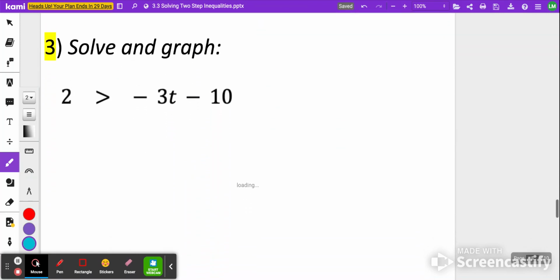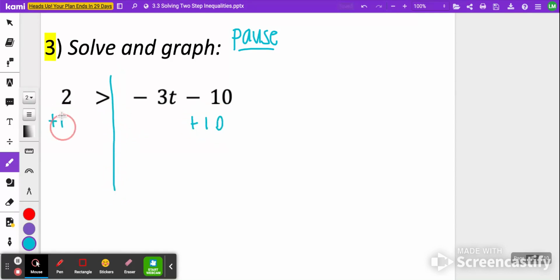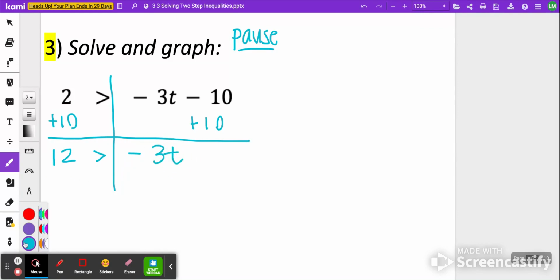Number 3, go ahead and take time now to pause this one, try it on your own, and when you're ready to go over the answer, click play. All right, first thing I did was I went ahead and decided to keep it like this. I'm going to add 10 to both sides to get all my numbers on the left side here. So this is going to be 12 is greater than negative 3t. You should also notice that because I am multiplying or dividing by a negative, that means my inequality symbol will need to be flipped. 12 divided by negative 3 will give me negative 4. This greater than symbol changes to less than, and t is all that I have left.